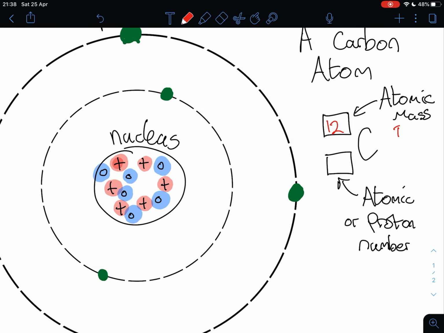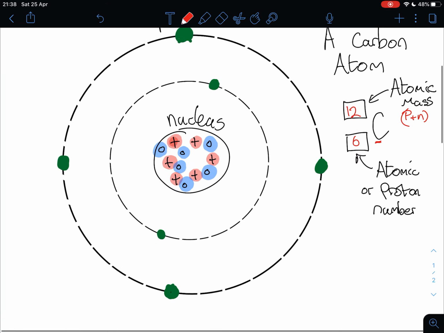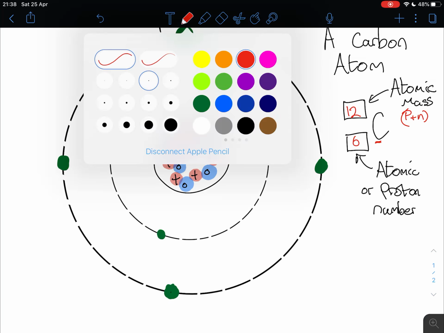It's the total number of protons and neutrons. And then in the atomic number, we've got 6. And it's the 6 that means it's carbon. If it was 5 or if it was 7, it wouldn't be carbon anymore. So protons make it the thing that it is. Hopefully by now I've not taught you anything you don't already know.